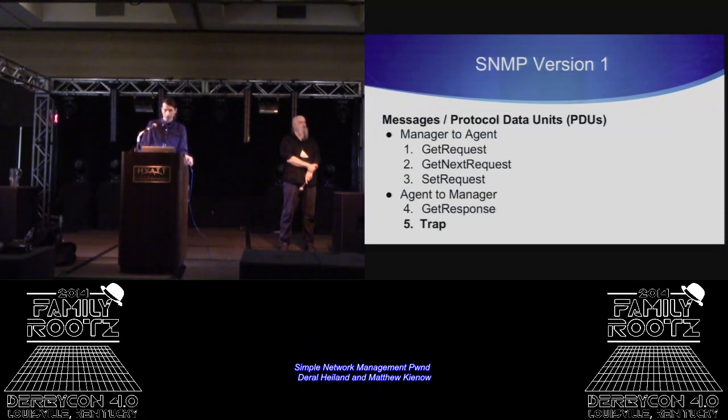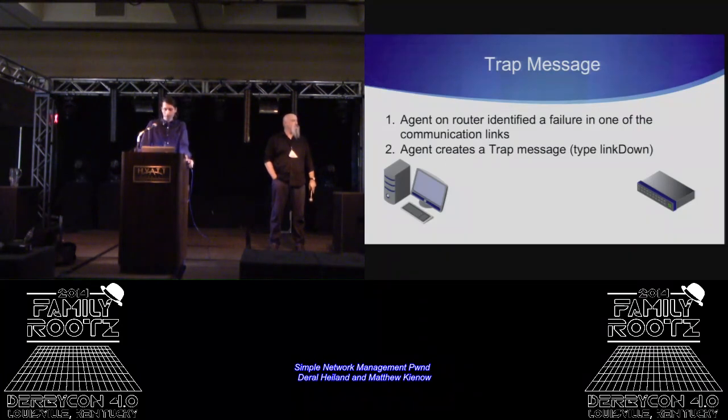Now, the 5th message type does not follow the same form as the other 4. This is the trap message. This is used by the agent to notify the manager of an abnormal condition. Otherwise, the manager would have to continually be polling the agent for this information, but that's not really efficient, right? So if something were to happen on the particular device, the device can notify that manager of that event without waiting to be polled. Let's take a closer look at how that might work.